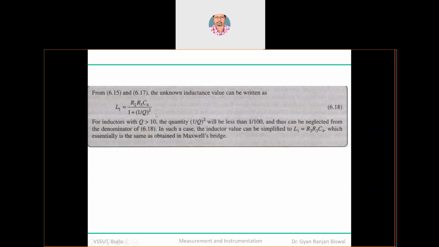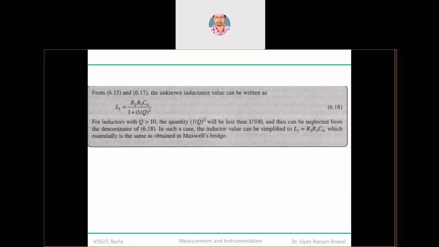Now you know the value of L1 is given over here. If I substitute the equation over here, if Q is equal to 1 upon omega R4 C4, you substitute over here, this equation will be modified as L1 is equal to R2 R3 C4 upon 1 plus 1 upon Q square. Right? Now if the Q is kept on increasing, what will happen? This denominator is tending to 1. Or in other words, L1 is nearly equal to R2 R3 C4.